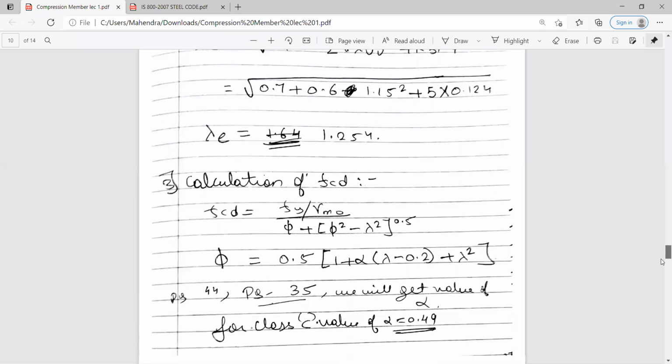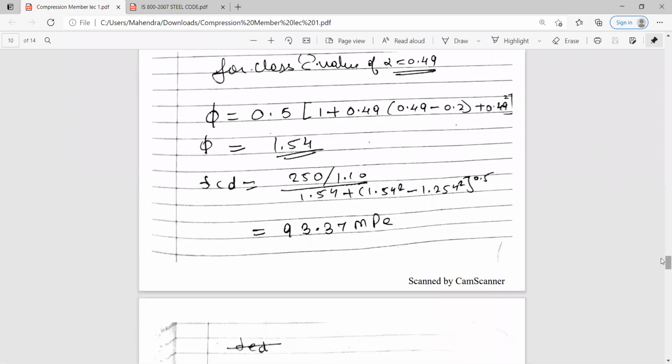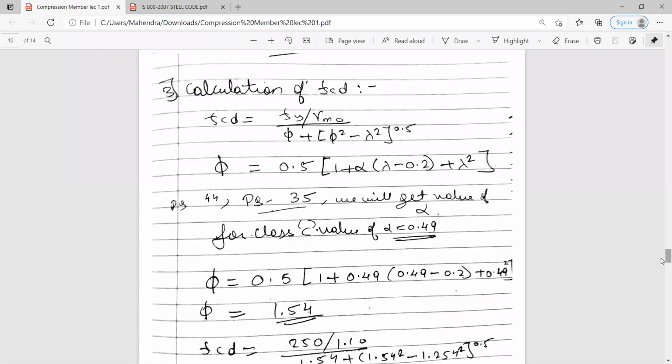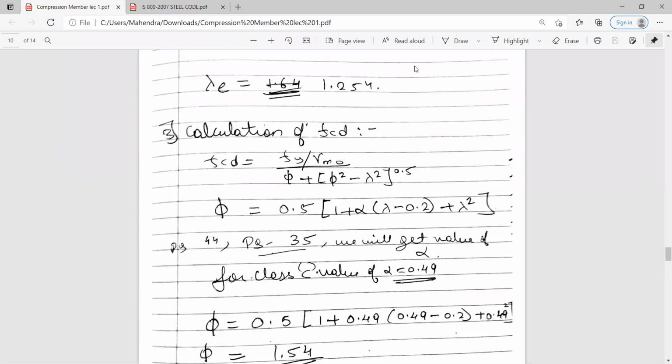So now calculation of FCD. For calculation of FCD, you are having the formula that is Fy upon gamma m0 upon phi plus in bracket phi square minus lambda square raised to the power 0.5. For that you first have to calculate phi. Again for calculation of phi, you are having the formula that is 0.5 into 1 plus alpha in bracket lambda minus 0.2 plus lambda square.